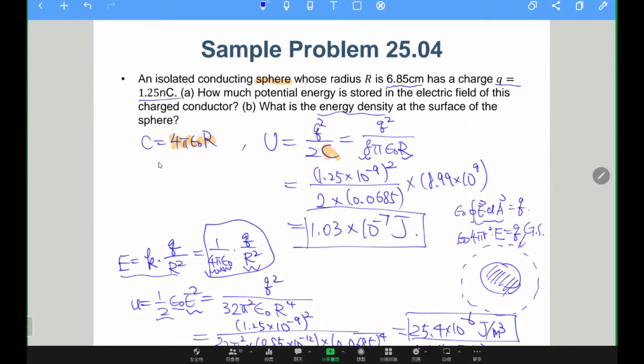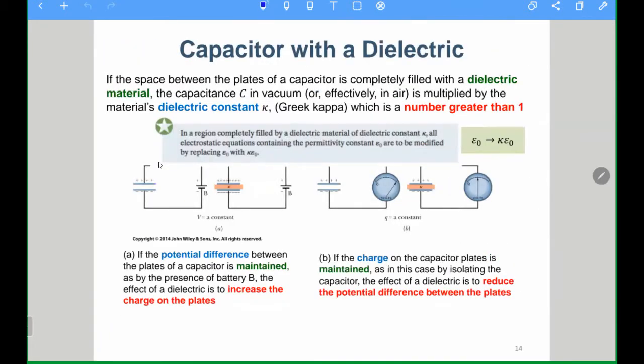Okay, so if no question, I just move on. So here we talk about something strange, which is related to the dielectric. Actually, it's related to some hardcore physics, but we don't really need to understand why. Here it says, if the space between the plates of the capacitor is completely filled by a dielectric material, the capacitance C in vacuum.